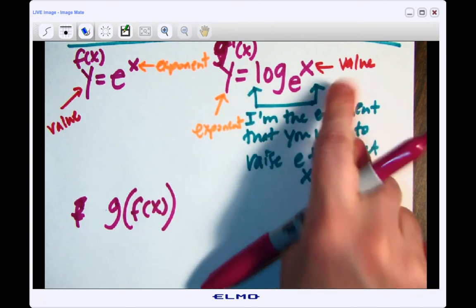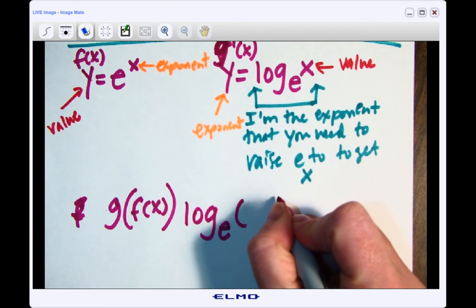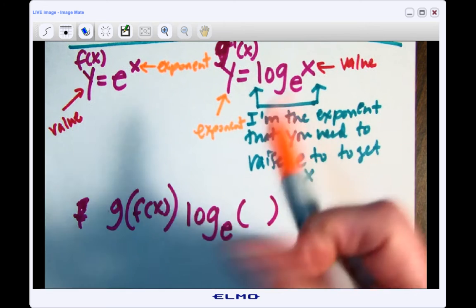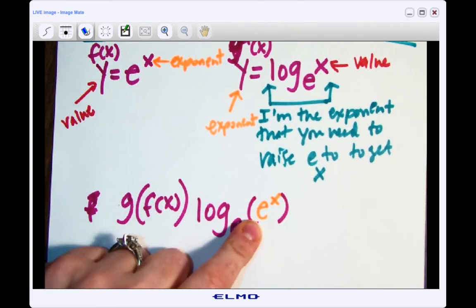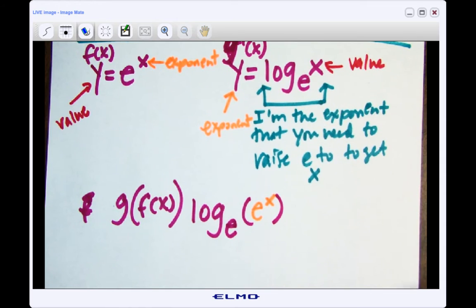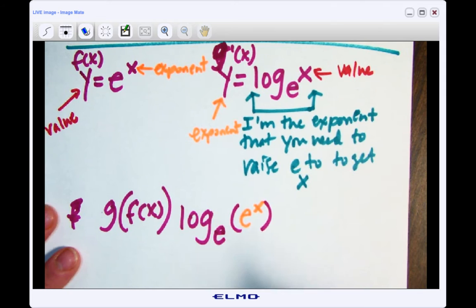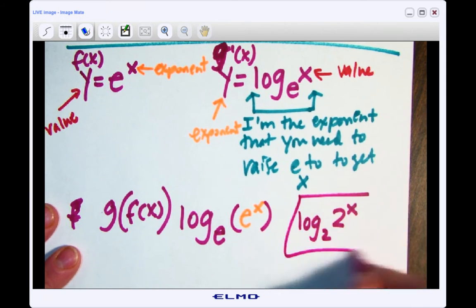So what is g? It's this guy. It says log base e, and everywhere I see x, I'm going to put a parenthesis. And what am I going to put inside there? I'm going to put inside this guy. So I'm going to put inside e to the x. Everyone with me? So I took this function, and everywhere I saw x, I put this function inside. I put f inside. All right. So now what does this expression say? We have log base e of e to the x. Well, if you're having a hard time with these letters, just think about it as log base 2 of 2 to the x. This is kind of saying the same thing.